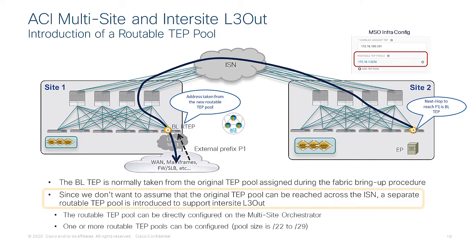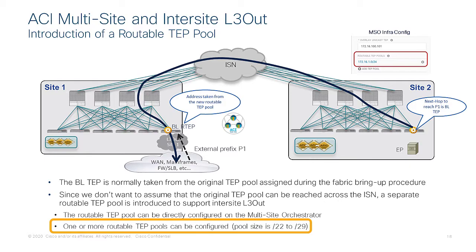So, a few more details about this inter-site L3 out functionality. As I said, we need to introduce the routable TAP pool for this to work. That routable TAP pool is a prefix that can be configured on MSO as part of the infrastructure configuration. You will find a routable TAP pool field that allows you to specify a prefix that can be /22 to /29 size. If you were to assign a /29, which is a small subnet, and you were to exhaust all the addresses in that pool, then at that point you will be able to add another TAP pool, right? So these are additive, they don't need to be adjacent, they can be completely independent subnets, and so you can add as many routable TAP pools as you want.